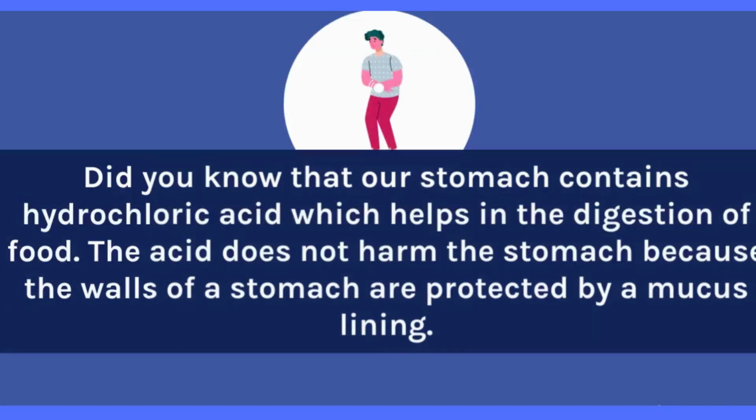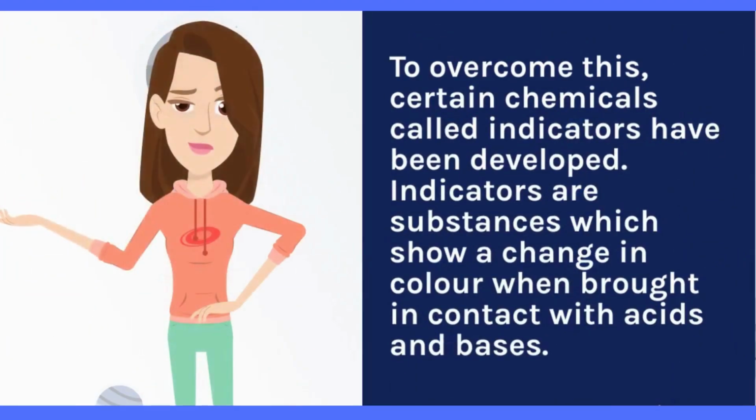Did you know that our stomach contains hydrochloric acid, which helps in the digestion of food? The acid does not harm the stomach because the walls of a stomach are protected by a mucus lining. To overcome this, certain chemicals called indicators have been developed. Indicators are substances which show a change in color when brought in contact with acids and bases.